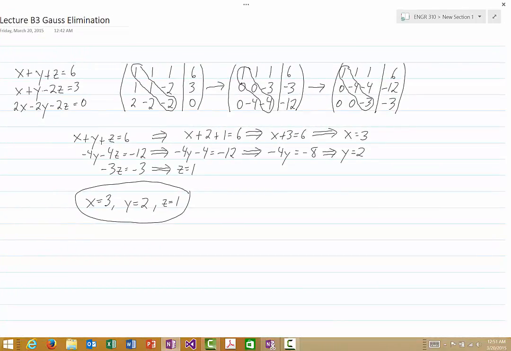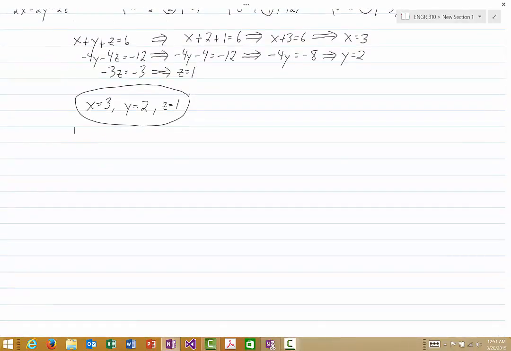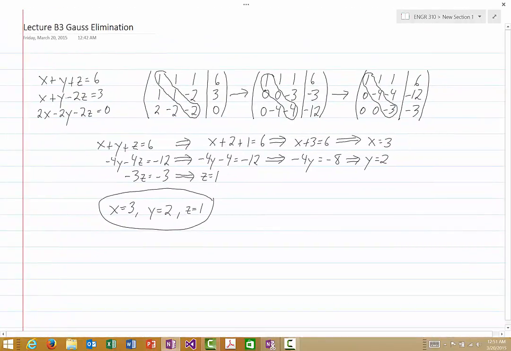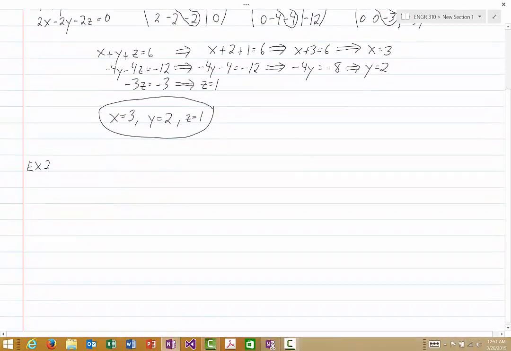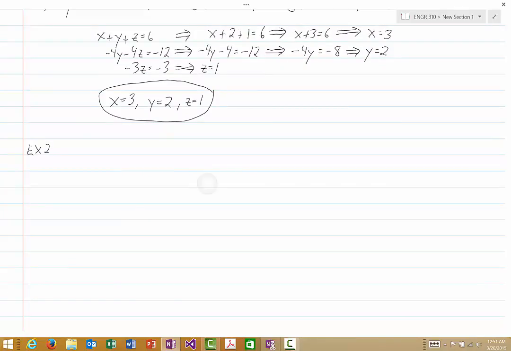So that's an example of Gauss elimination, and we had an extra bonus because we also got to see an example of partial pivoting in that example. Let's look at another example that requires partial pivoting. So let's maybe call this example 1, and now we'll look at example 2. And example 2 will be this system of equations.